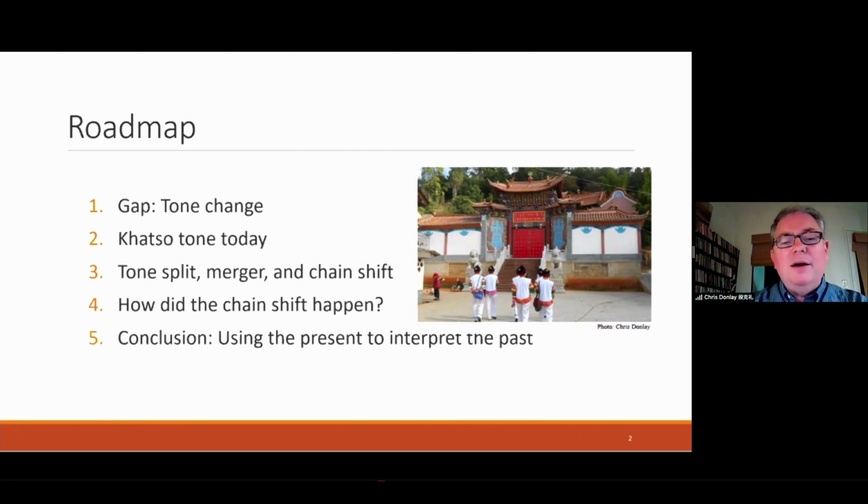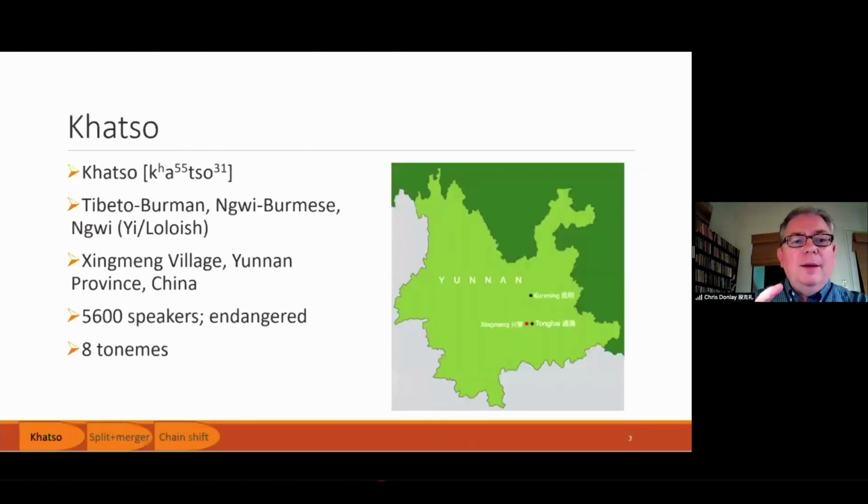So we're going to make use of information from 3 different research streams: synchronic variation, dialect variation, and ongoing tone change, to explore what a tone chain shift looks like, and then show you the one that we found in Khatso. So there's no historical data in Khatso, by the way, so we're using the present to interpret the past.